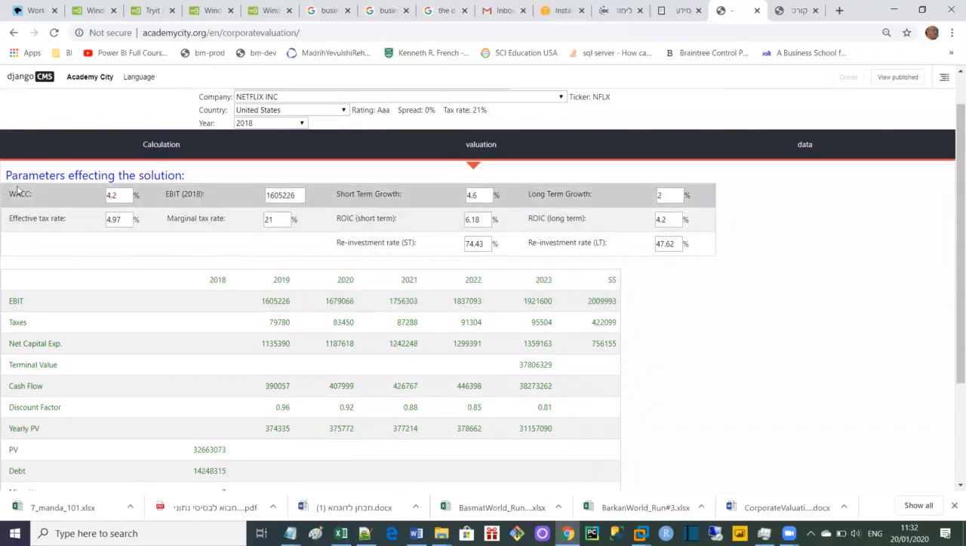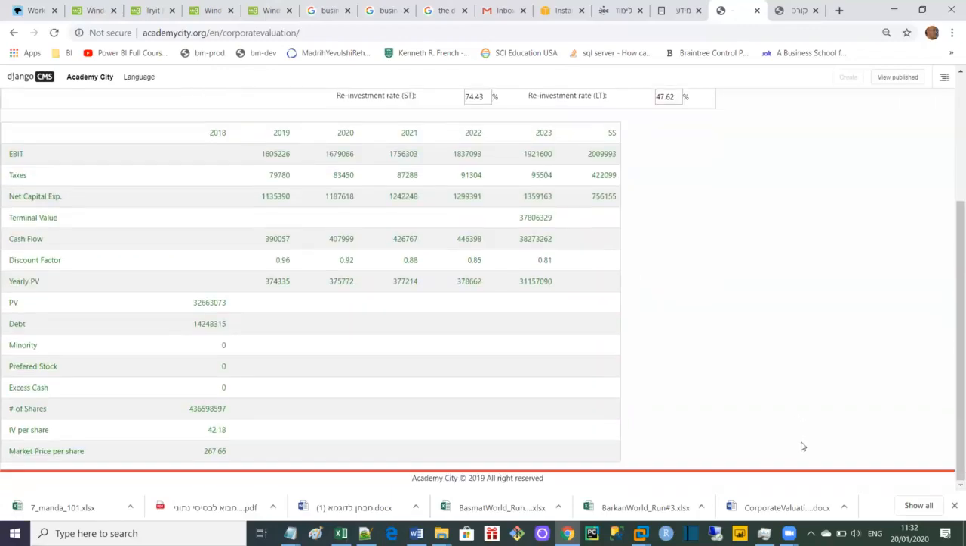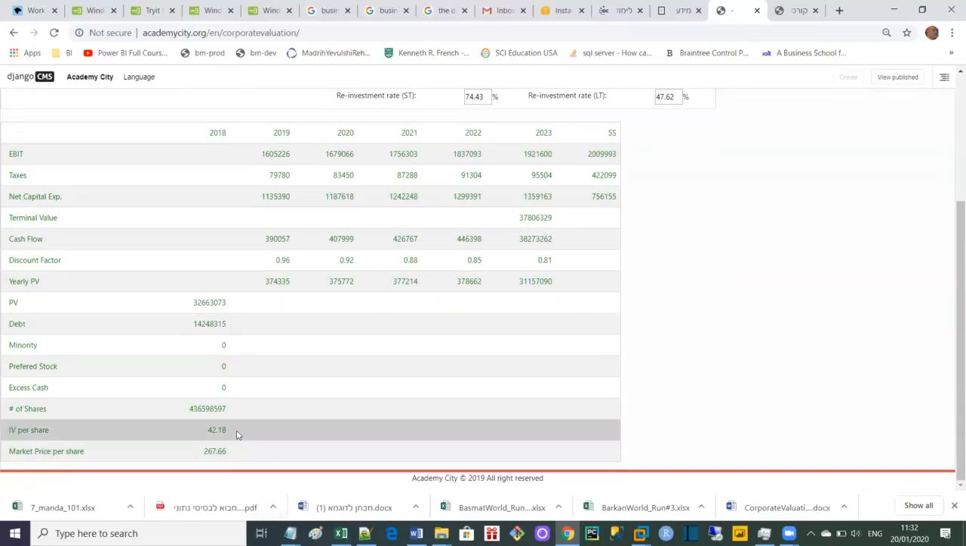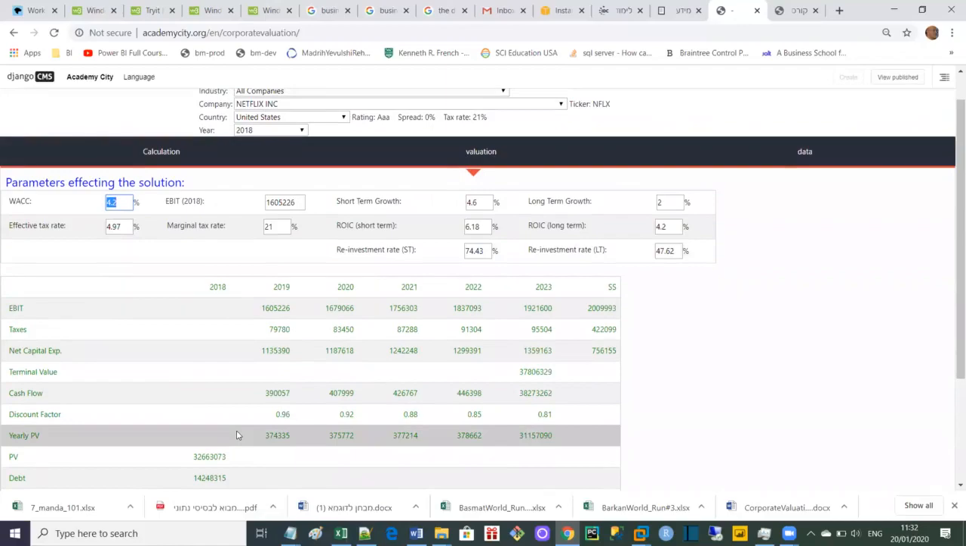Let's say that the WACC is too high. That's why we're getting such a low value of the shares. So how about if we reduce the WACC to, let's say, 3.5? I really can hardly see a company like that having a WACC lower than 3.5. Let's leave the EBIT because it's a fact that we cannot really control. It's coming right from the financial statement.